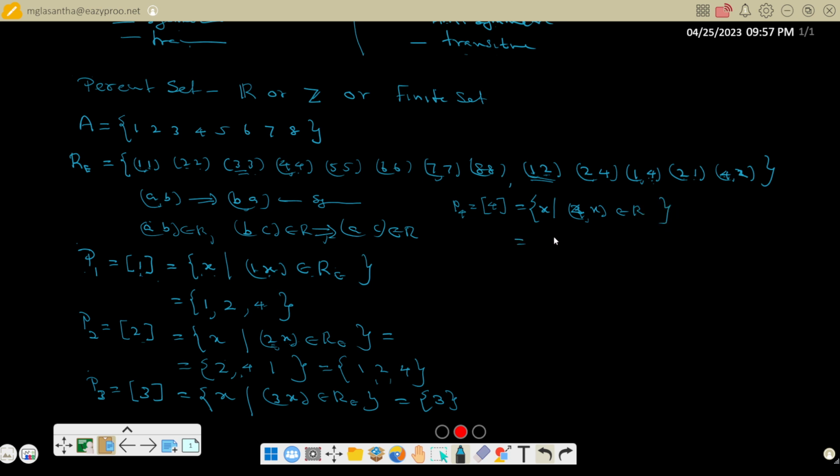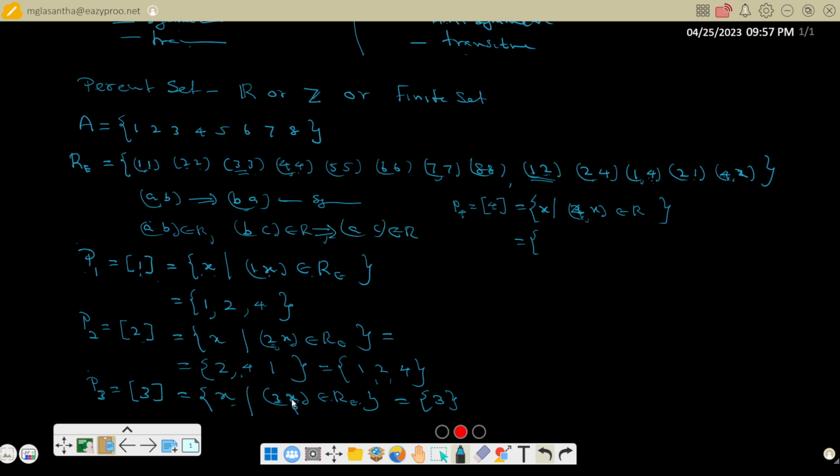These are known as equivalent classes. Can you explain the P3 again? P3 means x, 3x belongs to R. Now, what are the elements that x can take? So that 3x belongs to R.